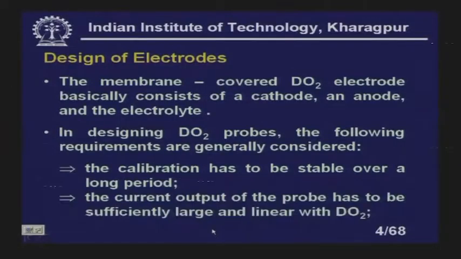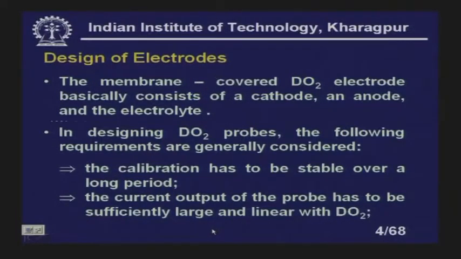So, the stability of the calibration, that means whatever reading it gives, matters, because there are many problems we will find. There is deposition on the cathode, which will change the calibration. We have to avoid that type of change of calibration, otherwise the entire output will be wrong. So, we have to be very careful. The stability of calibration is more important. So, calibration has to be stable over a long period, number 1. The current output of the probe has to be sufficiently large and linear with DO2.